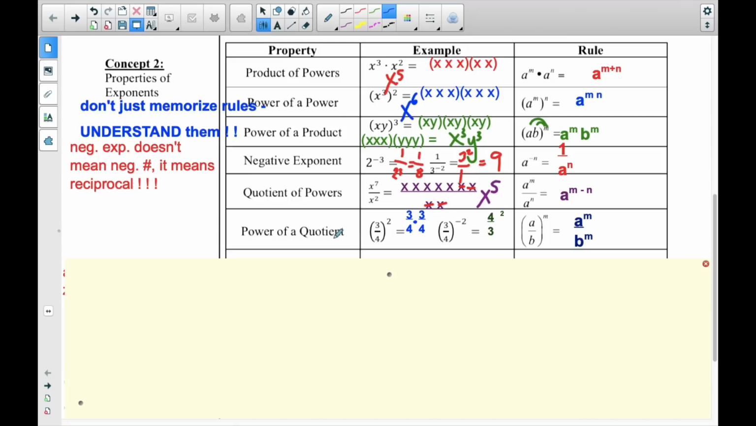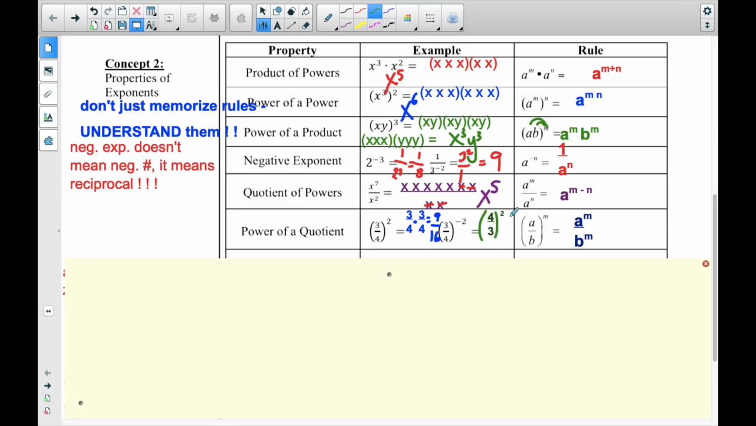And the power of a quotient, 3/4 to the second power is just 3/4 times 3/4. And when we multiply these together, we multiply straight across, and that gives us 9 over 16. Now I've kind of scrunched this one in here, so it's kind of hard to see, but this is 3/4 to the negative second power. Well, if it's a negative second power, we have to do the reciprocal. And so we do the reciprocal of it, and that gives us 4 over 3.